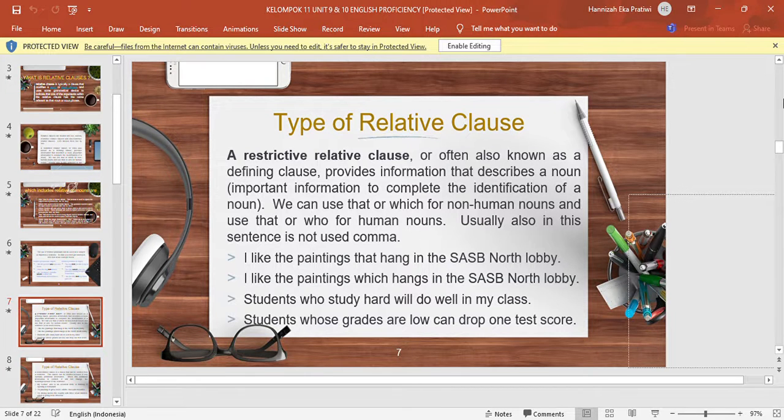For example, I like the paintings that hang in the SISB North lobby. And then, I like the painting which hangs in the SISB North lobby. And then, students usually feel well in my class. And then, students whose grades are low can drop one test score.